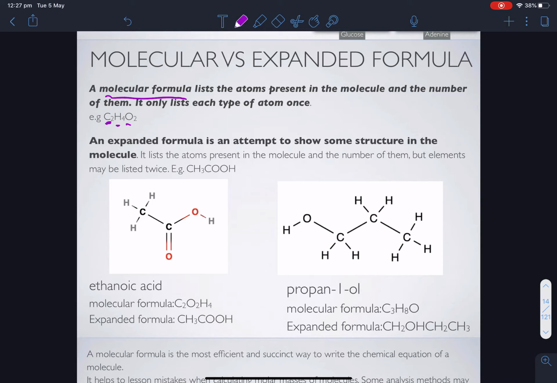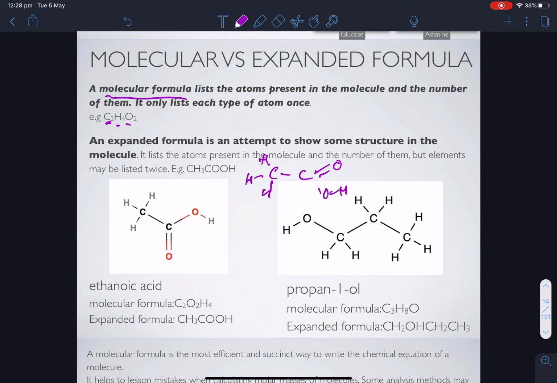After that, you've got an expanded formula, which is still using the symbols, but it tries to hint at some structure of this molecule. So remember when we were talking about ethanoic acid and we listed it as CH3COOH, we didn't put the carbons together. What we tried to hint at is some structure. We tried to hint at some structure by showing that the carbon is over here.